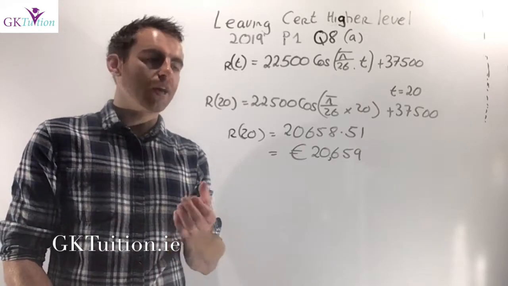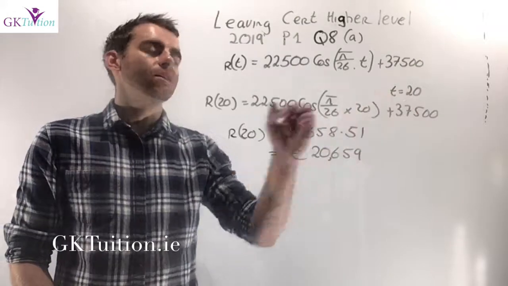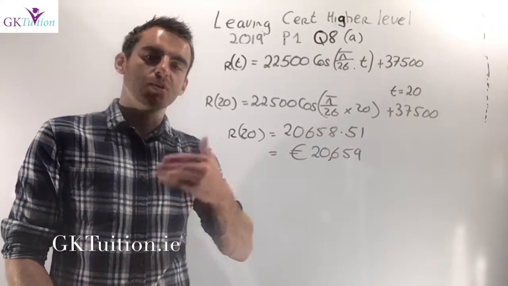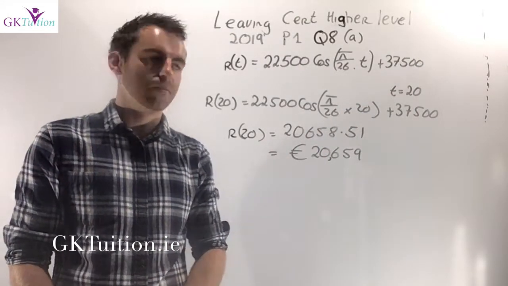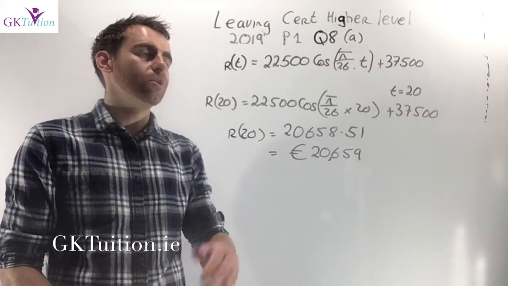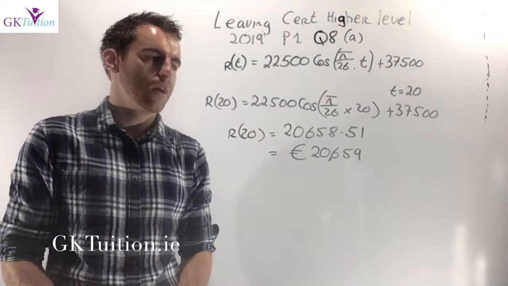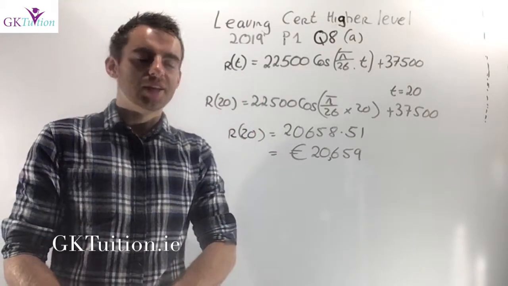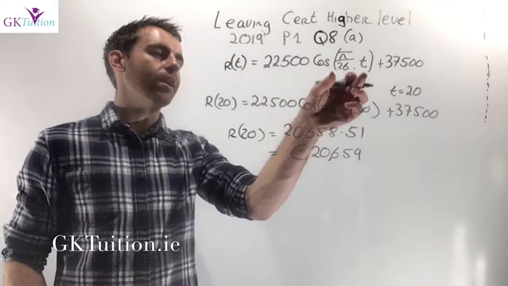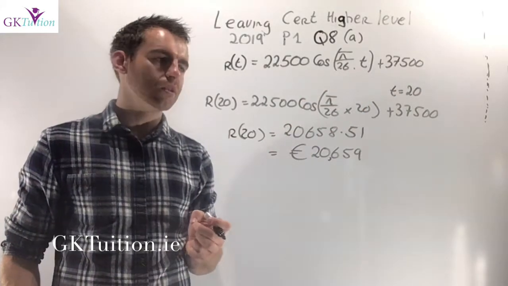We're asked to work out, to the nearest euro, what revenue the company would make when T is equal to 20, or 20 weeks after July. So in this case it just means that T is equal to 20. Basically you're taking your original function and everywhere there's a T you're subbing in a 20. It told me that this is given in radians, so you have to make sure your calculator is in radians.